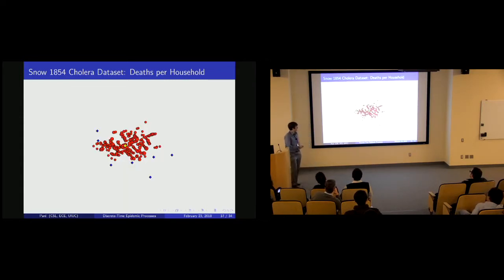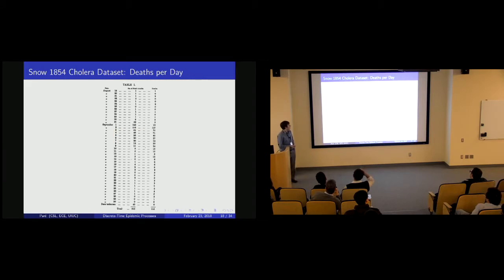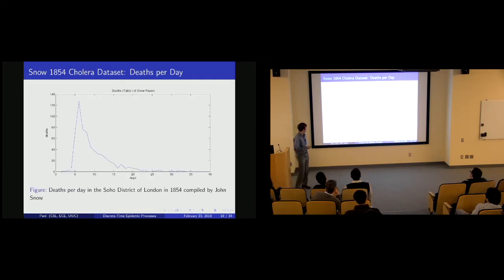And here's a digitalization of that data set. So the red means sick, like in the previous image. Blue means healthy. This is the final state. So we're assuming this pump is infected, and that the diameter of the circles is scaled by the number of deaths per household. And he also recorded how many deaths per day there were in this area. And we can digitalize that and see per day how many deaths happen.